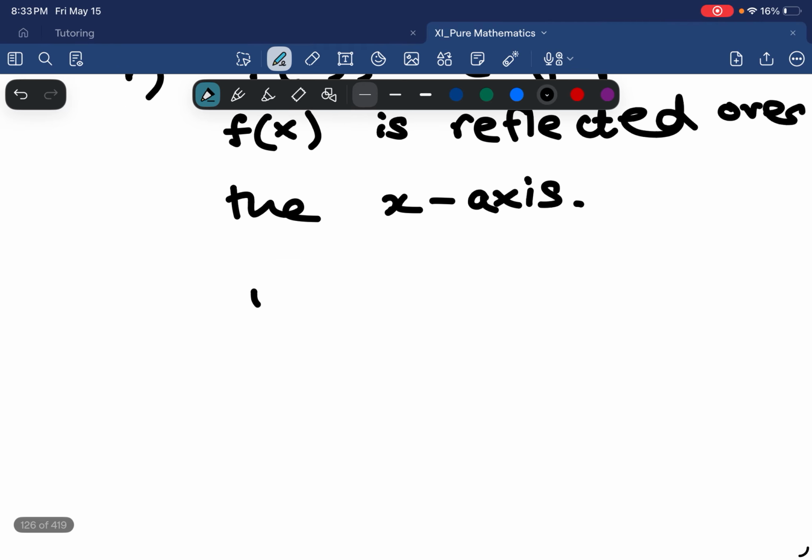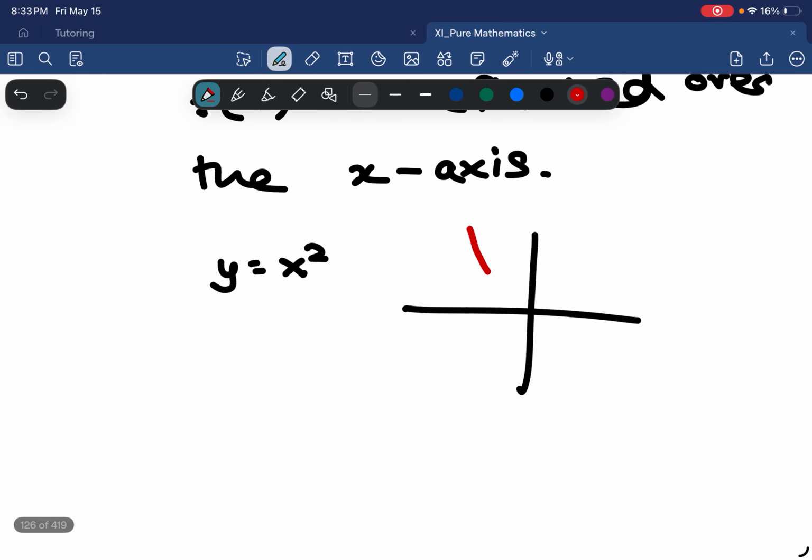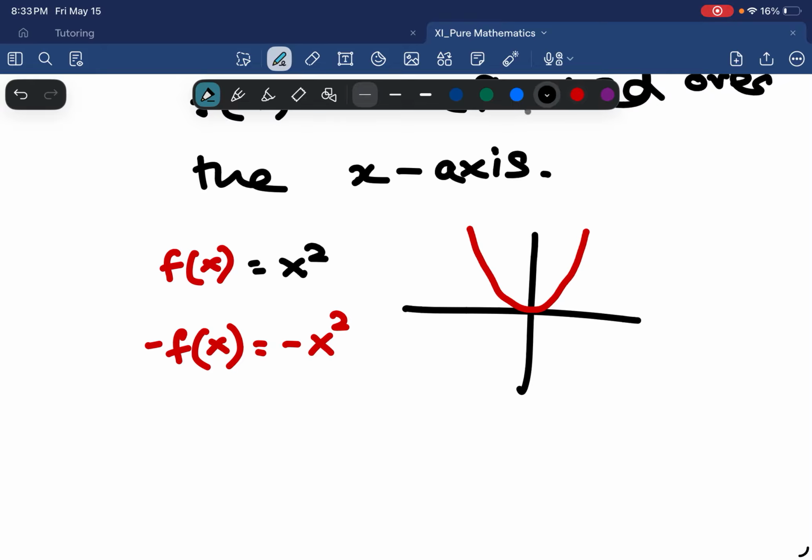One common example is y is equal to x squared. So the graph looks something like this. And if you consider minus, so this is f of x, right? So if you consider minus f of x, which is going to be minus x squared, you know that that is going to be the blue curve, and it's reflected over the x-axis.